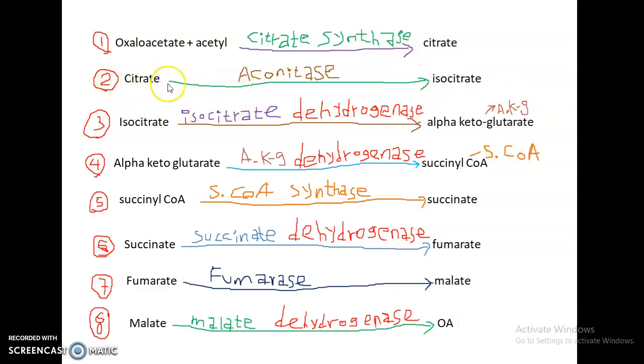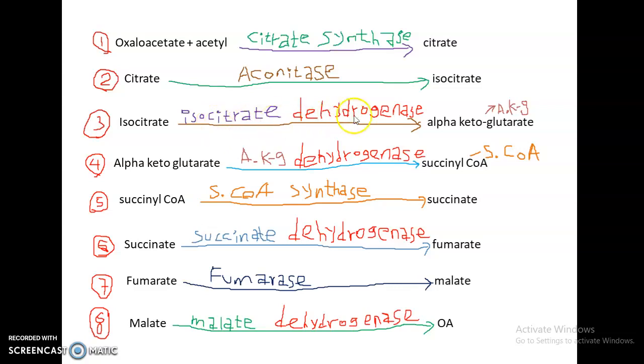Then citrate will be converted into isocitrate. The enzyme will be aconitase. When isocitrate converts into alpha-ketoglutarate, the enzyme is isocitrate dehydrogenase. Here is dehydrogenase. In the 3rd step, the 4th step, the 6th step, and in the last, that is the 8th step, there is an enzyme called dehydrogenase. That indicates these steps are oxidative, an oxidation-reduction process takes place. There is oxidation-reduction in this step.